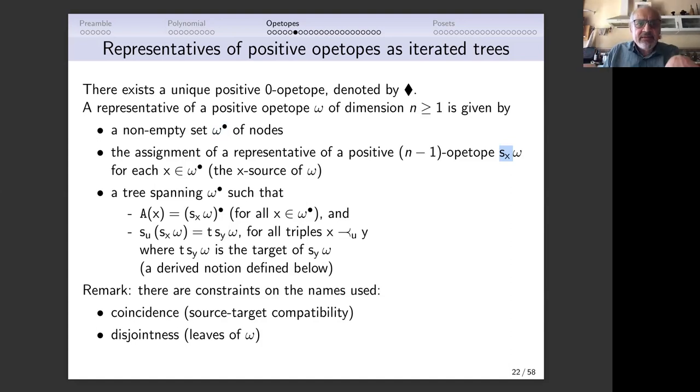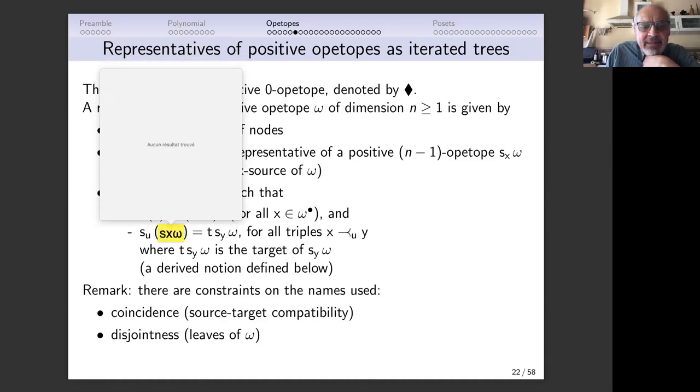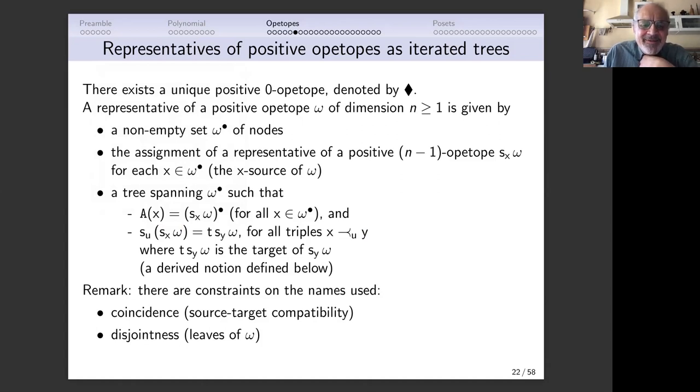Moreover, what I want is that these nodes form a tree. So I have a tree structure on the nodes of omega. And I have a constraint on this tree structure. Each time I plug a node y on a node x, I must make sure that the target of the opetope associated with y coincides with the u source of the opetope decorating the node x.